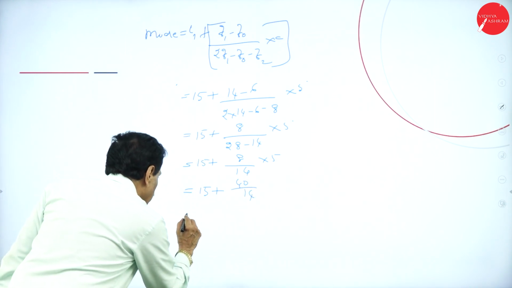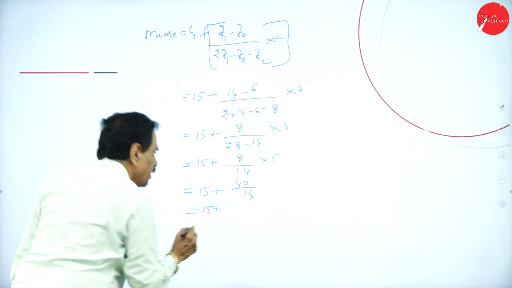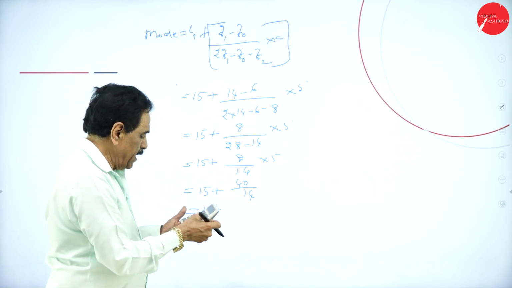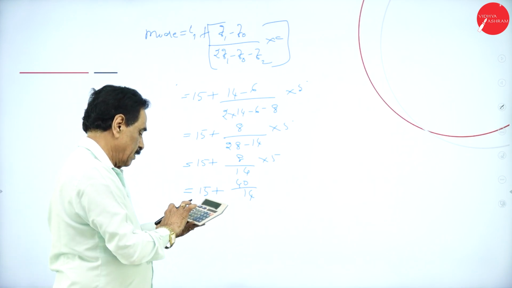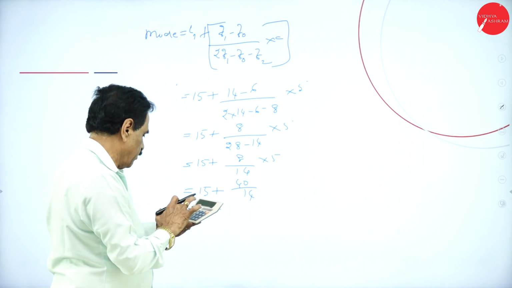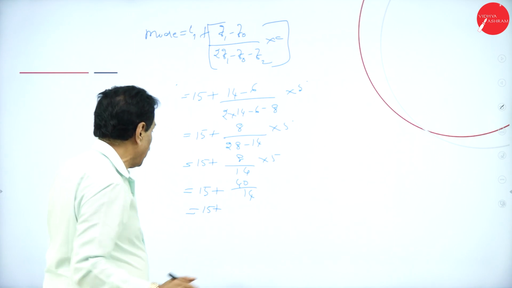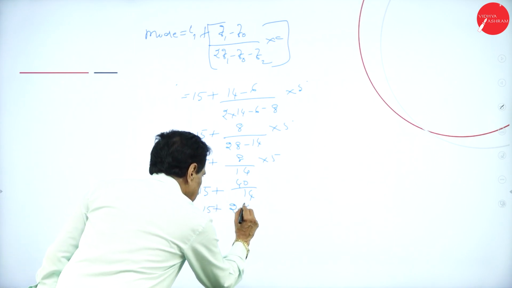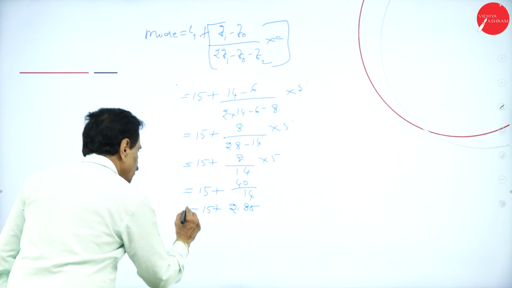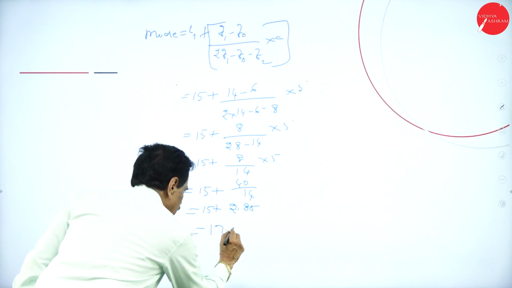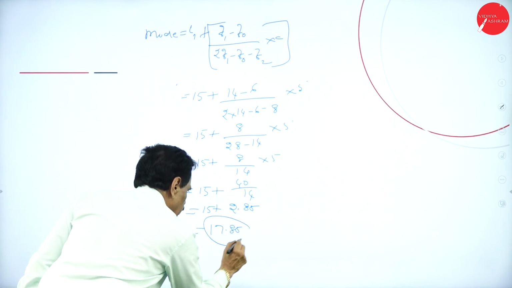Simplify this. 15. Now divide. So 40 divided by 14 is equal to 2.85. It comes to 17.85. This is your mode.